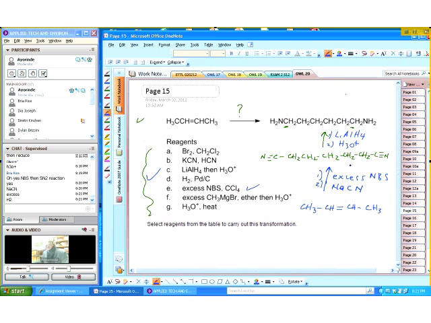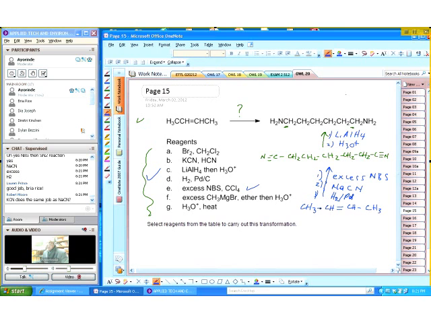Now, there's one more thing that we need to do. One more thing that we need to do. Hydrogen, exactly, because this double bond has to go now. The double bond has to go. So step 3, hydrogen and palladium. That will remove the double bond.